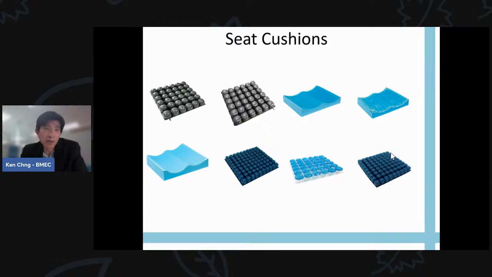My friend, my neighbor, has one on his wheelchair. He's selling tissue paper. He's basically a wheelchair bound person. He is actually using the gel type with the air cell, the blue colored one below.